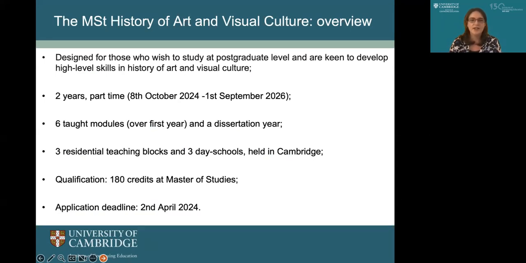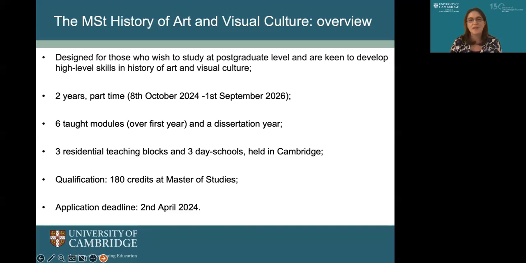And it runs over 2 years, but it's part-time, and the dates for the next intake are shown here for your interest. It involves 6 taught modules over the first year, and then a year of your own dissertation. So you're working on your own research with a supervisor, an expert in the field, and that's your second year essentially.